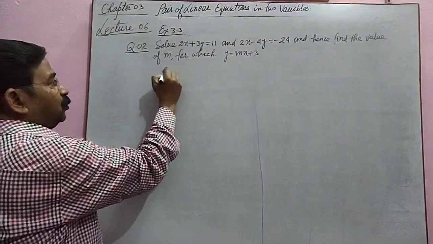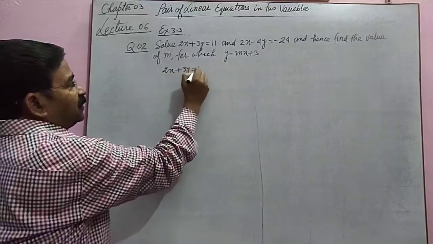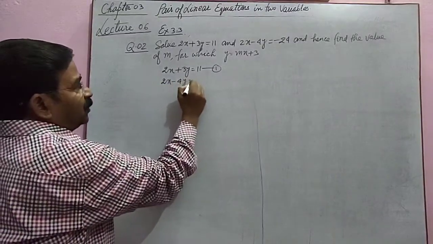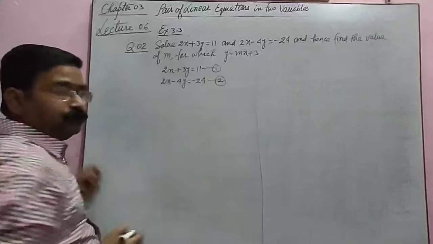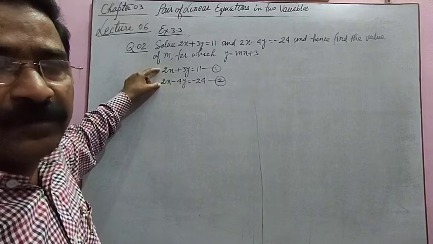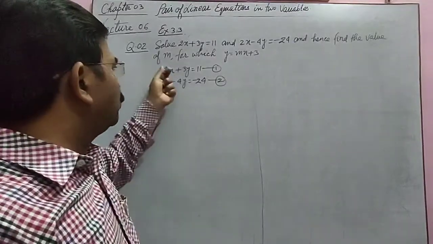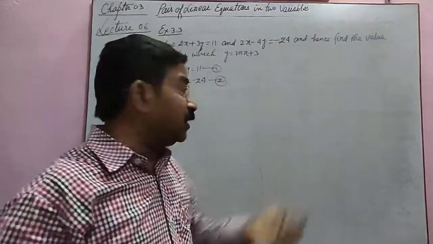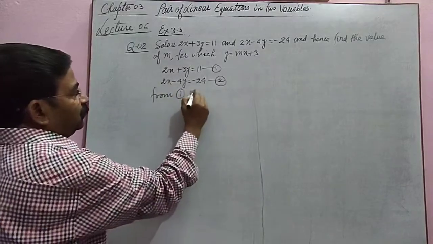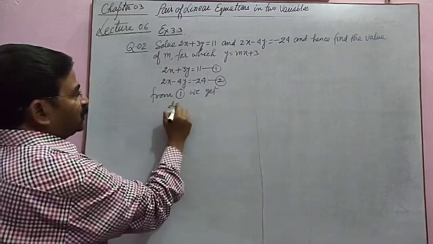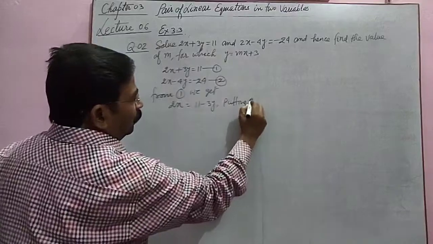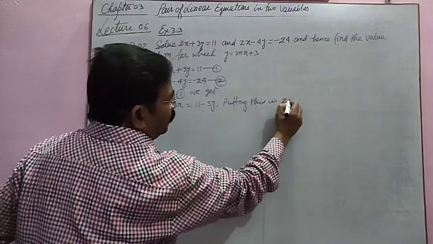We are writing 2x plus 3y is equal to 11, equation number 1. 2x minus 4y is equal to minus 24, equation number 2. By chance, in two equations the variables are same, 2x, 2x, coefficients are same. So we can find the value of 2x from any of the equations to substitute in other equation. Like I am writing, from equation 1, we get 2x is equal to 11 minus 3y, and putting this in equation number 2.